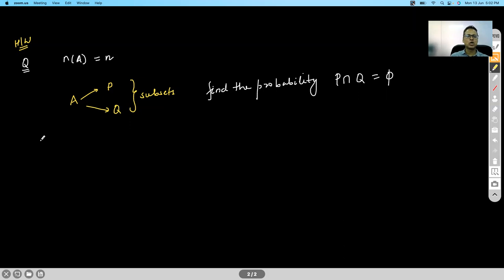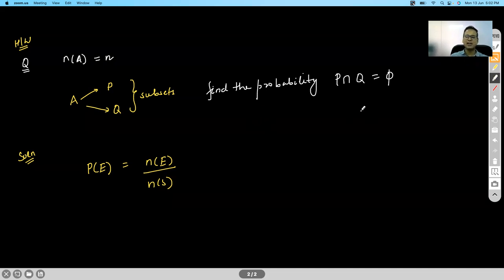So we will start the discussion with a very brief recall of our probability of an event. Probability of an event, everybody would recall this, is nothing but the number of favorable events upon the sample space, isn't it? So let us focus on the sample space first, and find out the sample space.